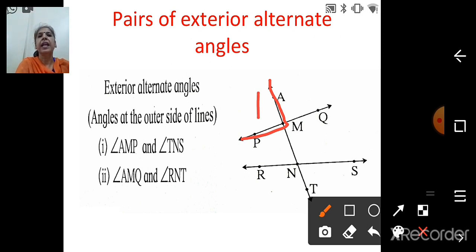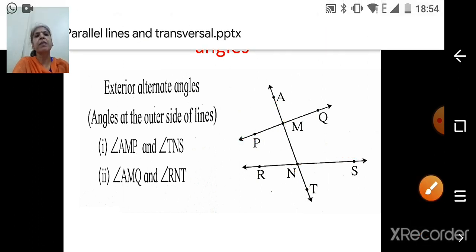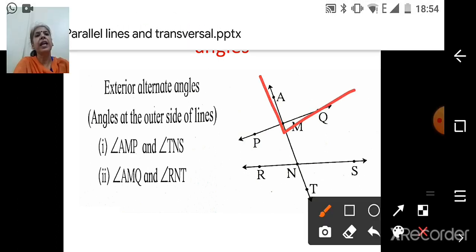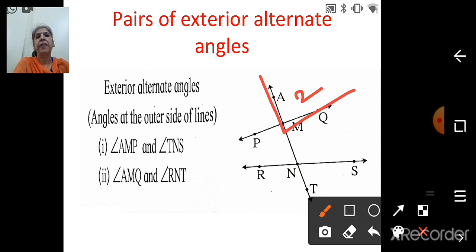Angle AMP. Then the other angle will be on the outer side, also in the opposite direction. So that angle will be TNS. Angle AMP, angle TNS. And the next pair is angle AMQ. Angle AMQ. So they are in the opposite direction. So another one is RNT.